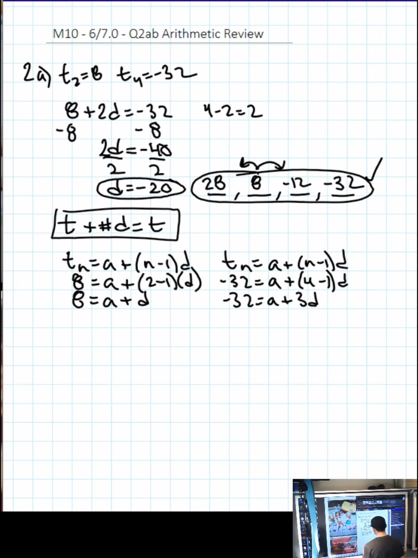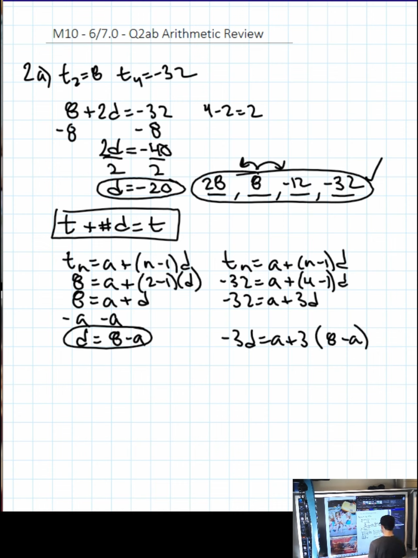Then we're going to isolate for a variable in the other equation. How about we isolate for d? So I'm going to minus a from both sides and mirror it. d equals 8 minus a. Circle what d is equal to. Put it in the other equation: negative 32 equals a plus 3, open bracket, 8 minus a.